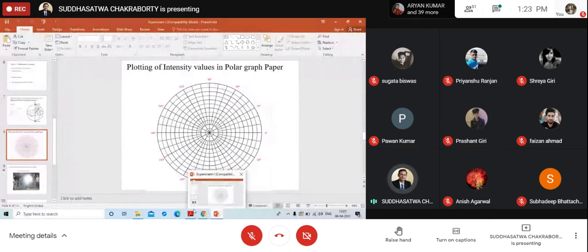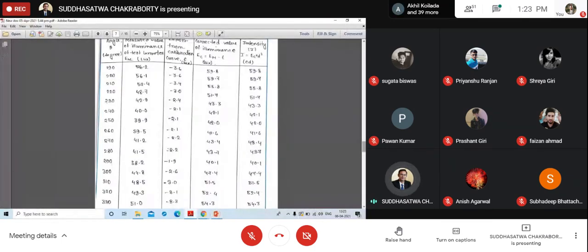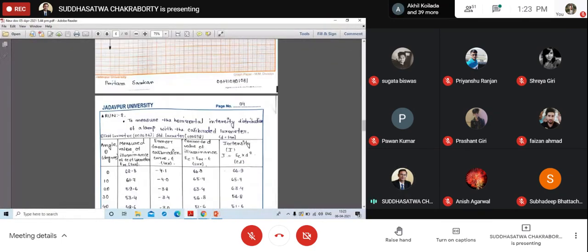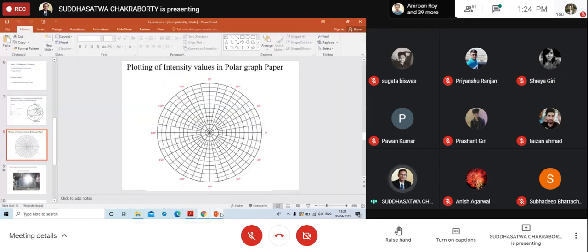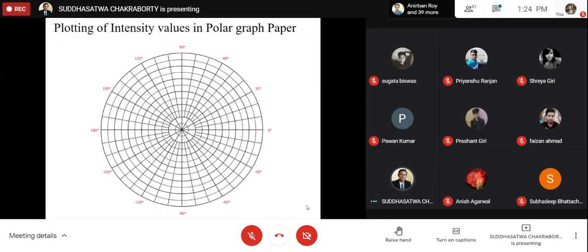To plot that, again I am referring to Pritham's data. In this case, at 0 degree, I have got 66.9, which is not equally spaced in the graph. So at 0 degree, if this is my 90 circle, this is my 80, this is 70, this is 60, then 66.9 will be somewhere here. Plot that point.